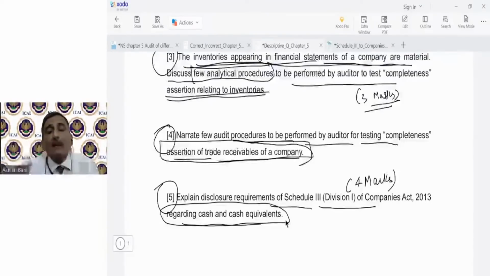and further requirements relating to, like if there are some repatriation restrictions, or if the bank balance includes term deposits which have more than 12 months maturity, so these kind of things you have to write. For that you have to be specific. So if this question has 4 marks and you write all the disclosure requirements, you would be getting 4 out of 4. Yes.